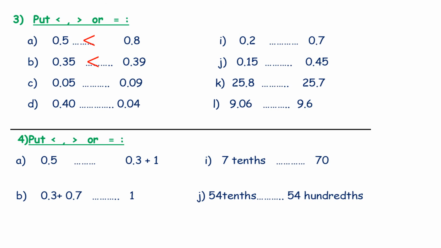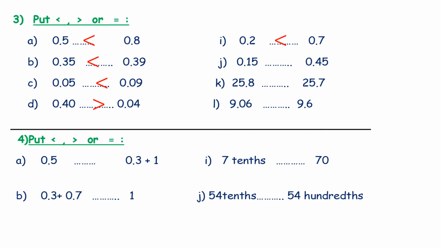Number C, 0.05 or 0.09. Yeah, 0.09. Number D, 0.40 or 0.04. I have 0 in the whole numbers, and 4 and 0 in the tenth place. So which is greater, 4 or 0? Yeah, 4.